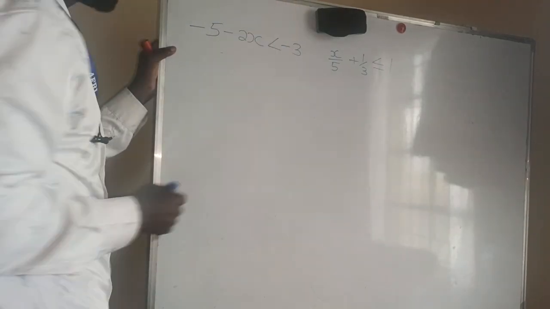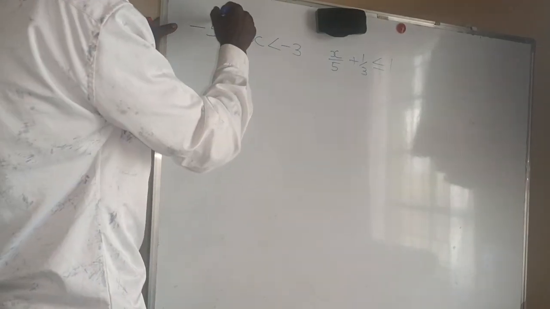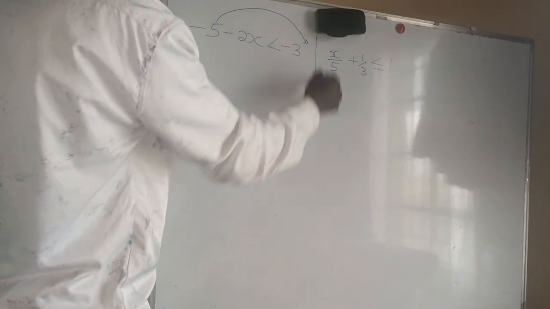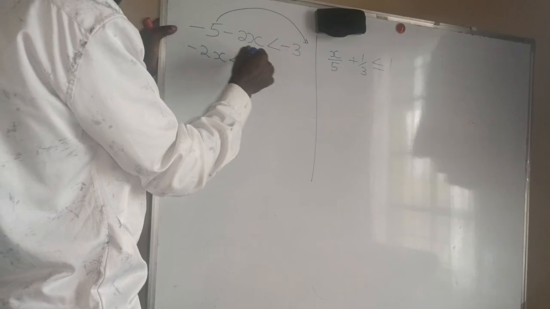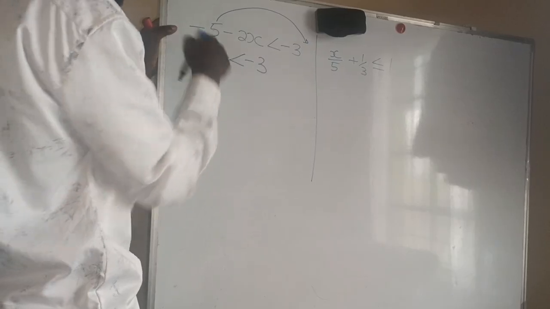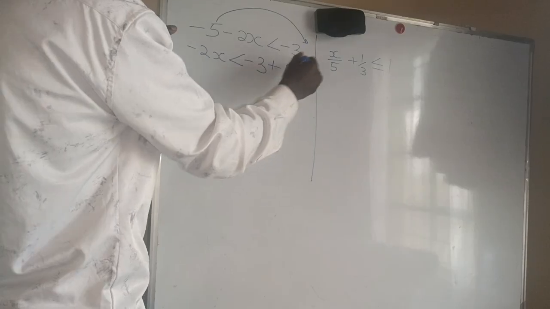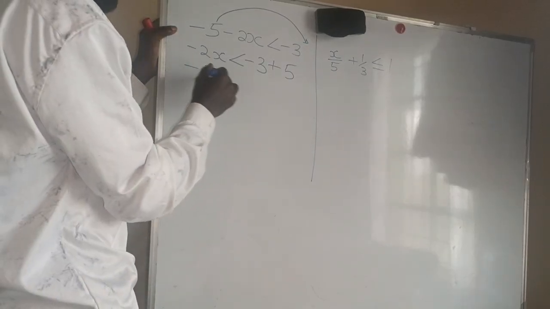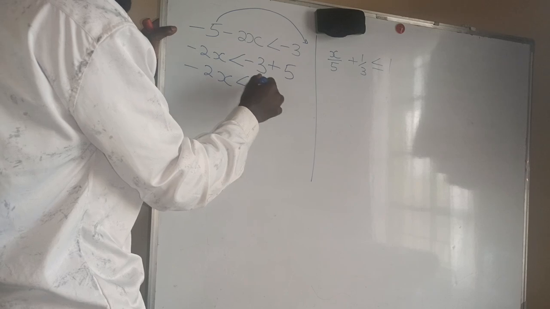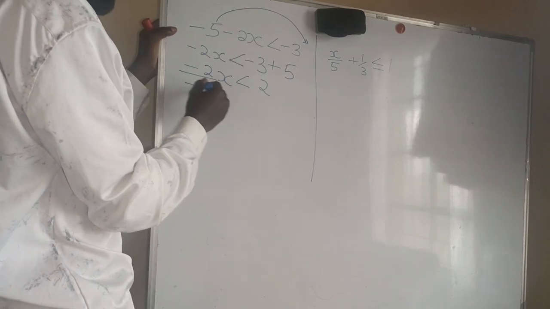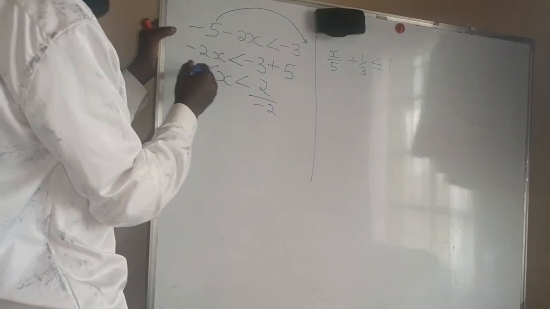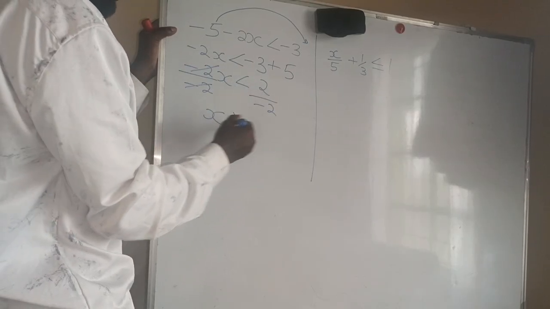So we will proceed to getting the answer to the question. Let's start with this first inequality. Now that they're separate, it is easier for us to work them out. We shall get this negative 5 onto the other side of the inequality sign. So we shall be left with negative 2x on this side is less than negative 3 on the other side, and then negative 5 becomes positive 5. So negative 2x is less than 2, because negative 3 plus 5 is 2. We shall divide both sides by negative 2 to get the value of x, and this turns out to be x is greater than negative 1.